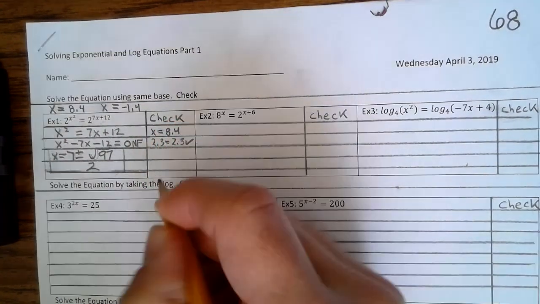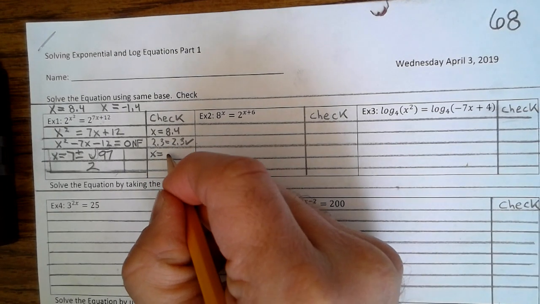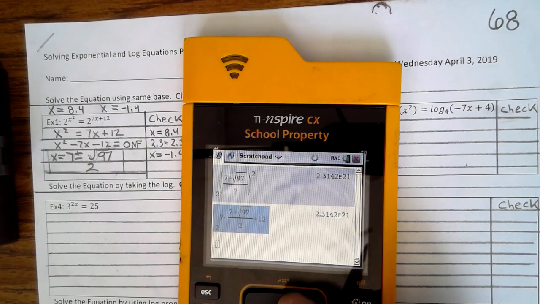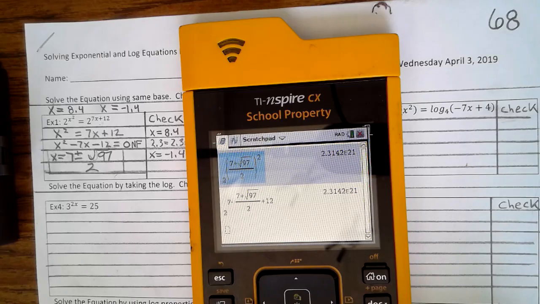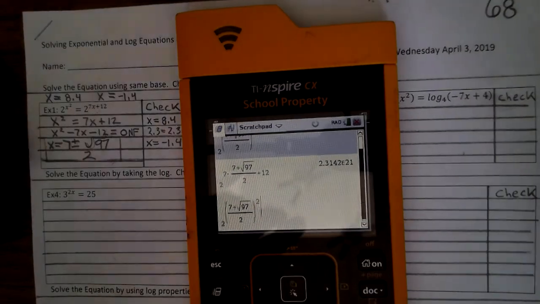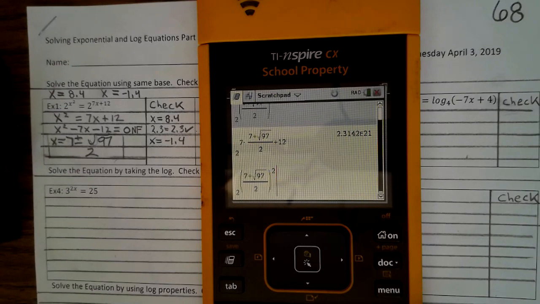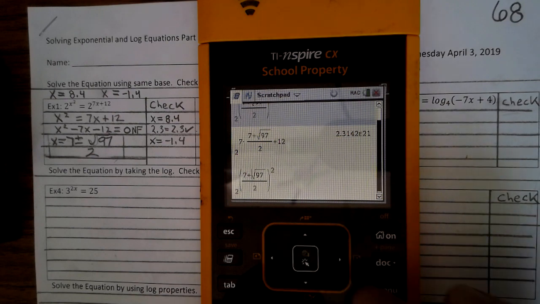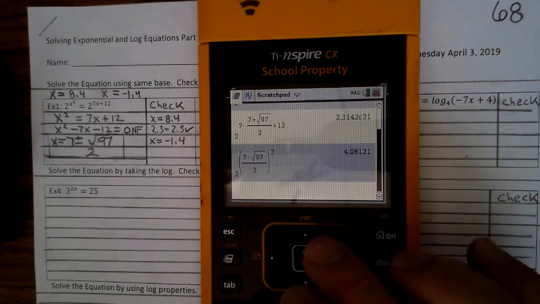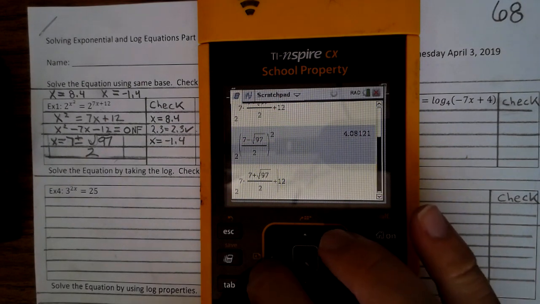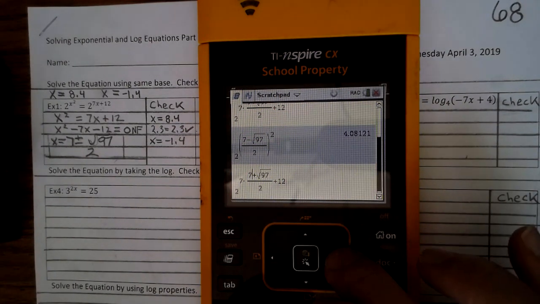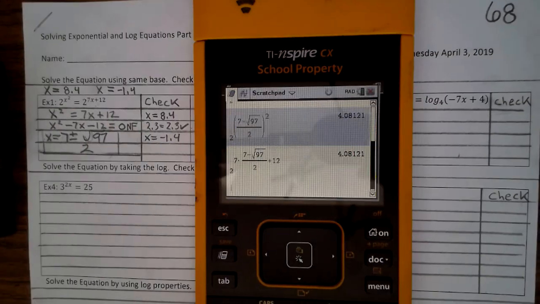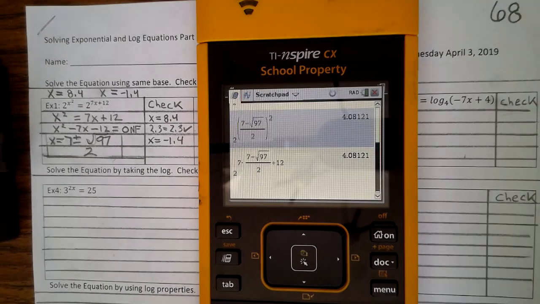Now let's check x equals negative 1.4. So to do that, we can actually use the work we already have. Highlight. Let me see if I can darken this a little bit. There we go. All right, I'm going to change the plus to a minus. And I'm going to highlight this, press enter, change the plus to a minus. There we go. So you can see they're both equal to 4.08, so that checks.